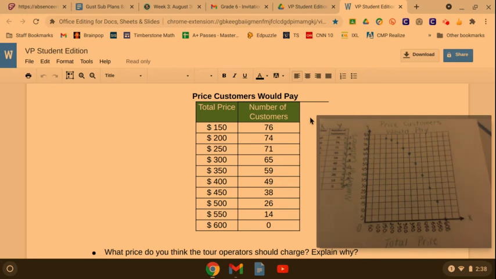All right? And then to answer your question, how much do you think that they should charge? I went ahead and did something for you because I knew some of you would be wondering if you were correct or not in your prediction. Not that it really matters because it's all for fun. But if you actually wanted to figure out how much the income is, you could take the total price times the number of customers. So I went ahead and did that for you.